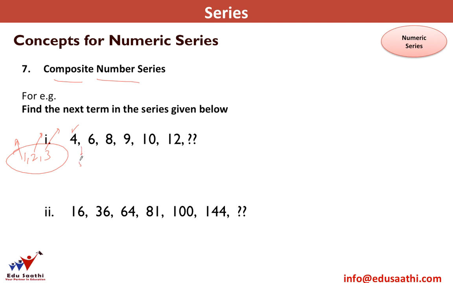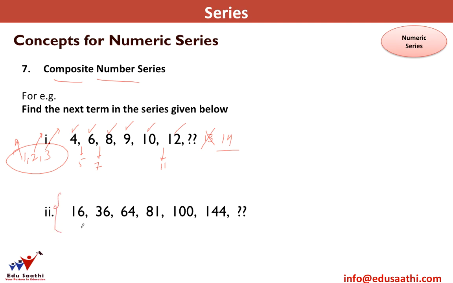Then 5 is a prime number. 6. 7 is a prime number. Then 8. 9 is a composite number. 10 is a composite number. 11 is a prime number which is left out. 12 is a composite number. Then 13 would not occur because it's a prime number again. So the answer here is 14.